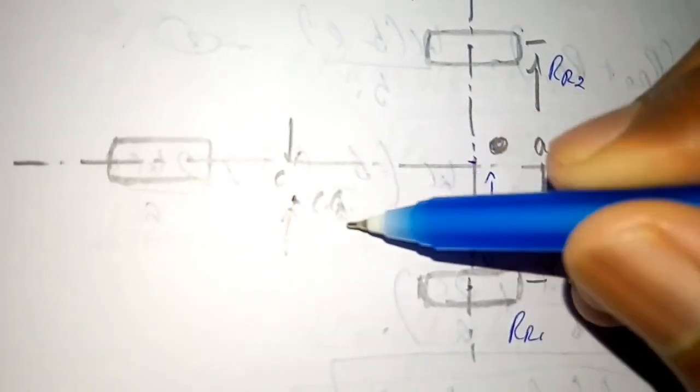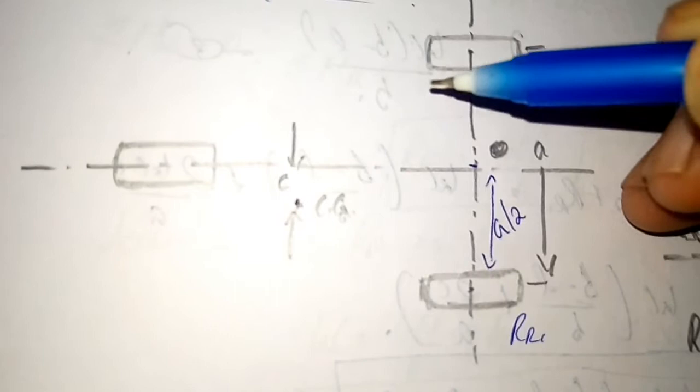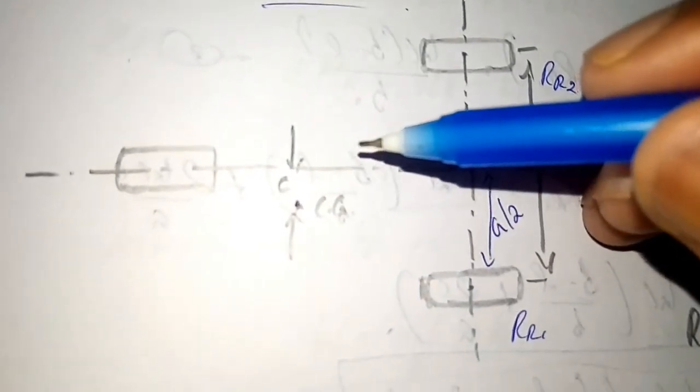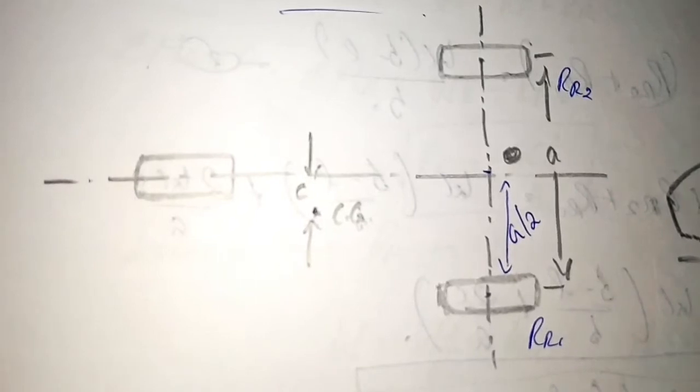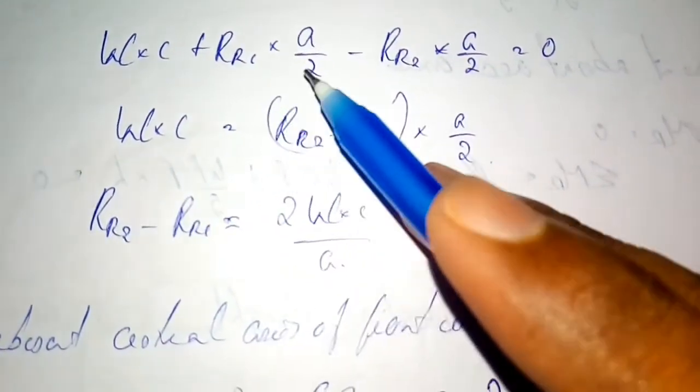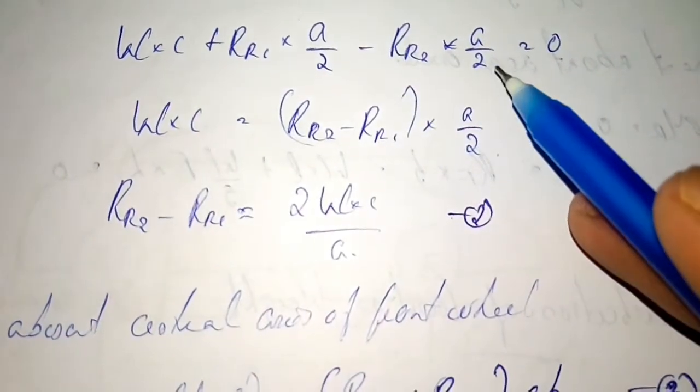So it is also making a counterclockwise moment here, so it will act like this. It also has the magnitude W into C, and it will be with the minus sign because it is acting as a counterclockwise moment. So we can write WC plus RR1 into A by 2 minus RR2 into A by 2 is equal to zero.